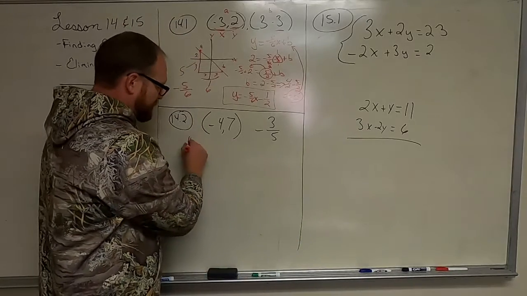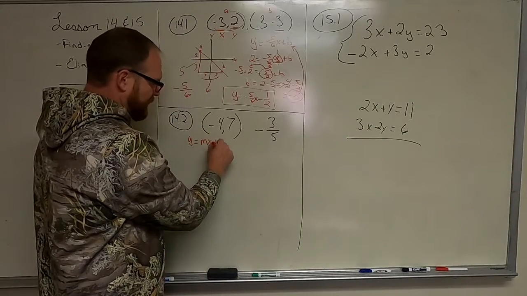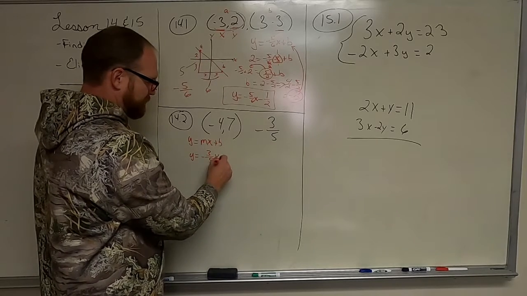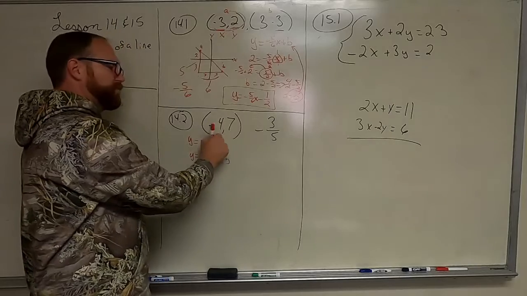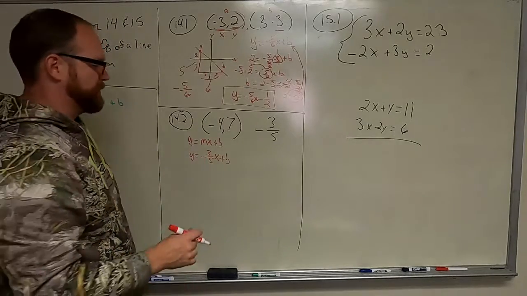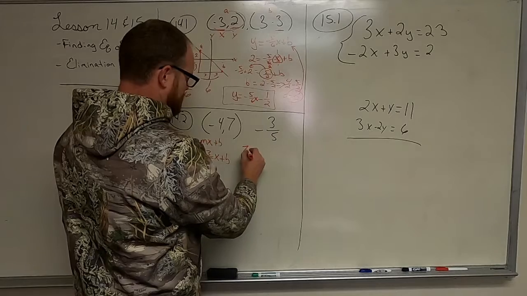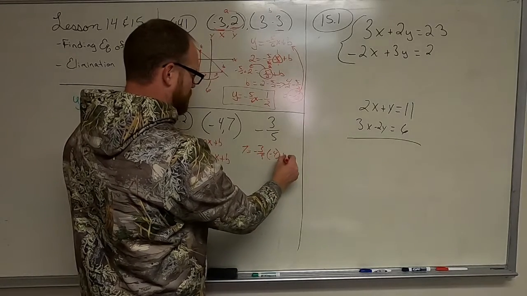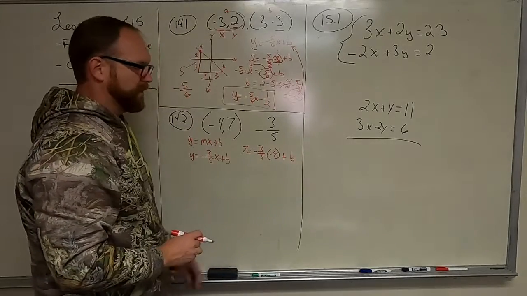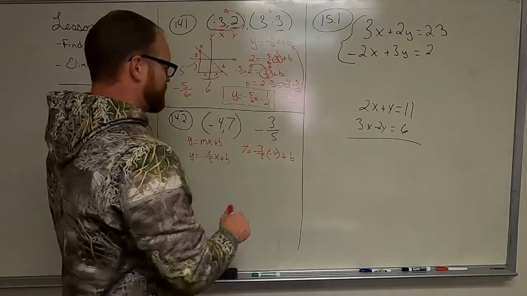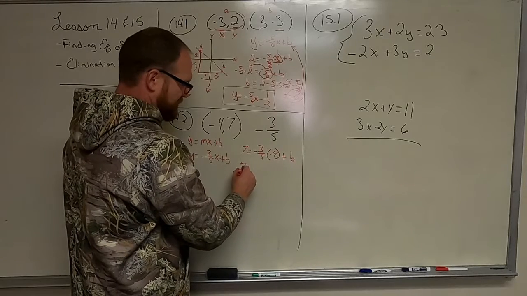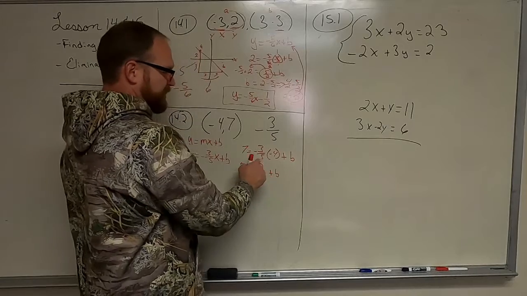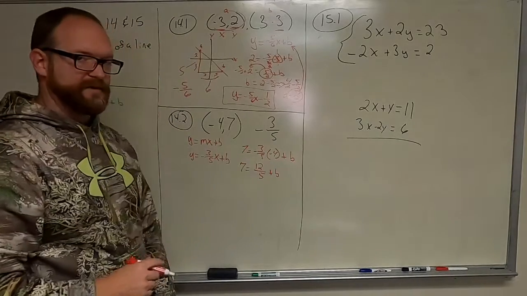So remember, y equals mx plus b. In this case, y equals negative 3 over 5x plus b. And then we only have one point to work with, so that's the one we're going to have to plug in. So in this case, 7 equals negative 3 over 5 times negative 4 plus b. All right, so remember, we're solving for b again. So let's go ahead and do our multiplication here. 7 equals 12 over 5 plus b. Remember, a negative times a negative is going to equal a positive.